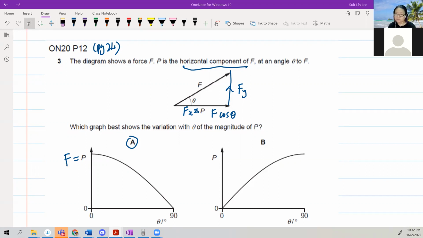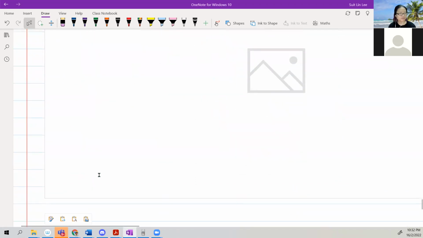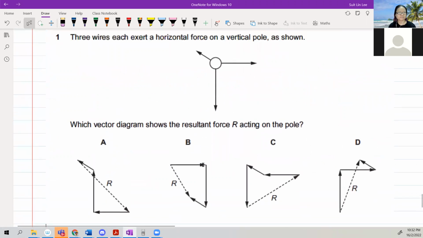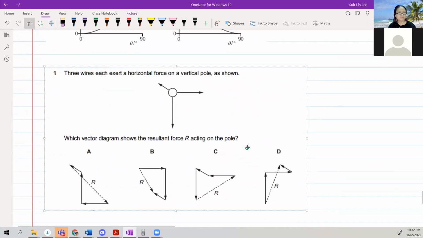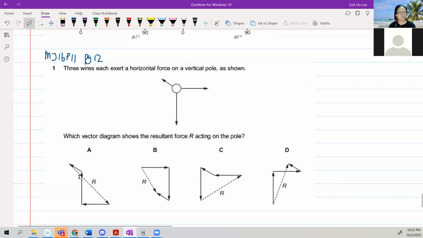Anyway, I'm just roughly shopping for past year questions, just trying out different diagrams. So you can find this in May, June 16, paper 1-1. This is page 12.